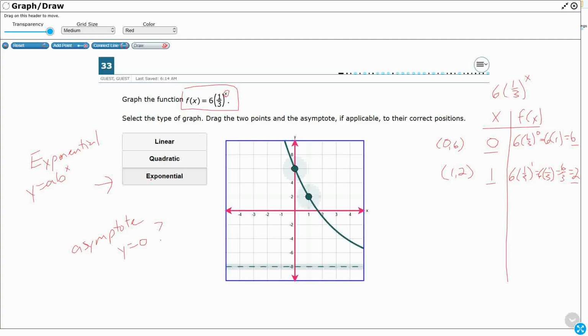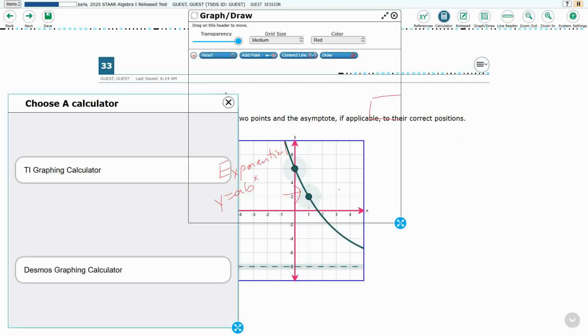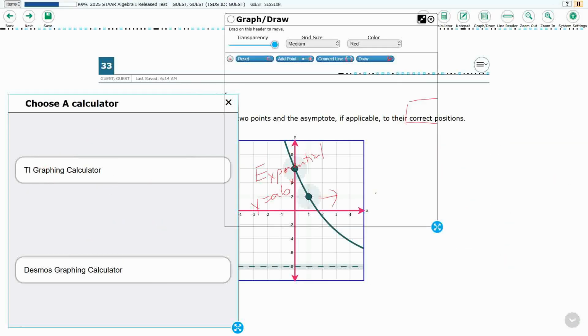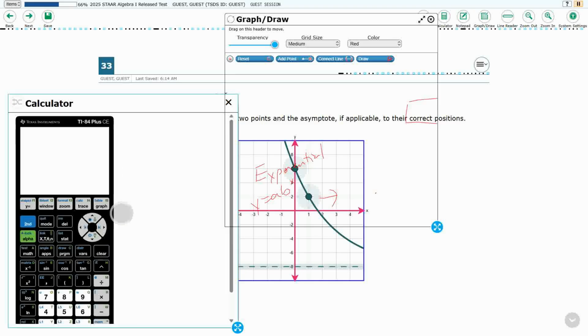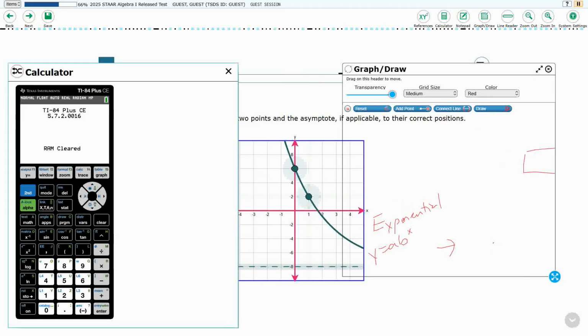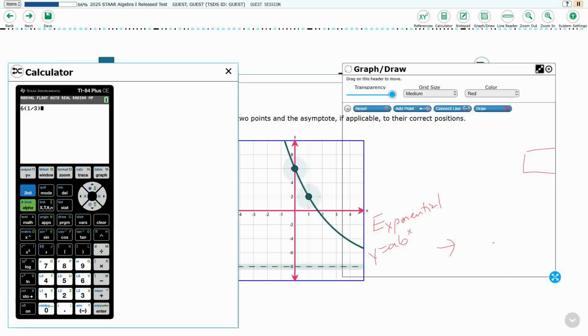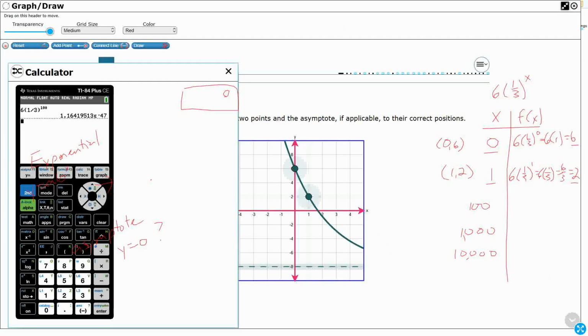So let's plot a few more points. On this one, I want to do an x of 100, an x of 1,000, and an x of 10,000. And on this, let's get our calculator out. Let's pull out our TI-84, right? And we're just going to do 6 times 1/3, and then let's raise it to the 100. Okay, so 1.16 e negative 47.